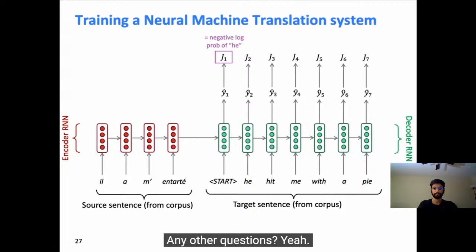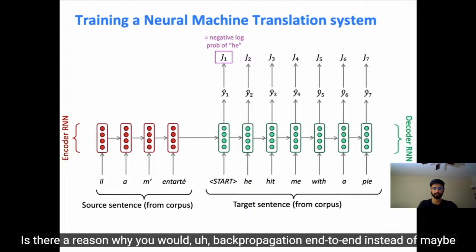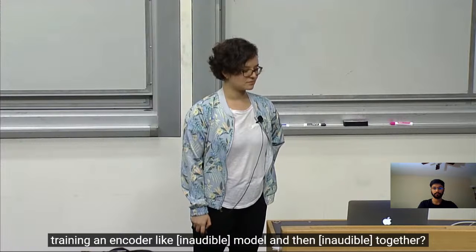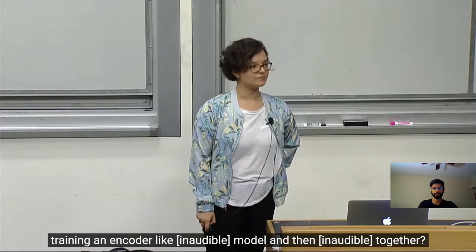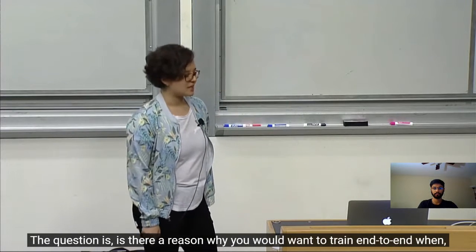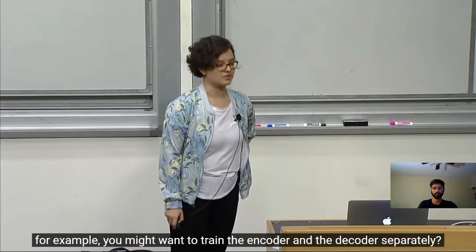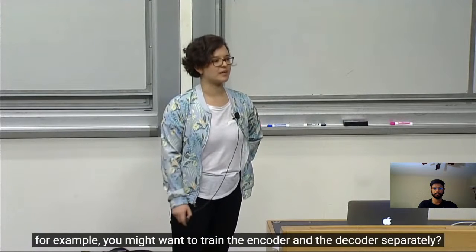Any other questions? Yeah. Is there a reason why you would backpropagate end to end instead of maybe training an encoder or the language model, and then training a decoder separately and putting them together? The question is, is there a reason why you would want to train end-to-end when, for example, you might want to train the encoder and the decoder separately?